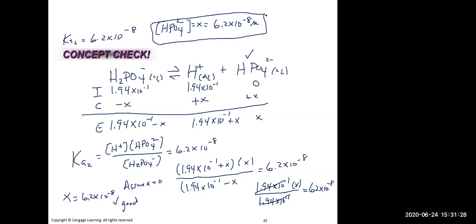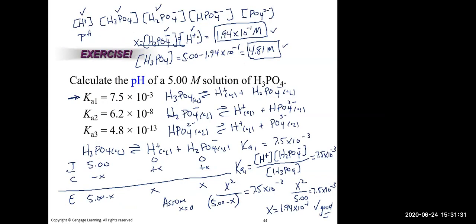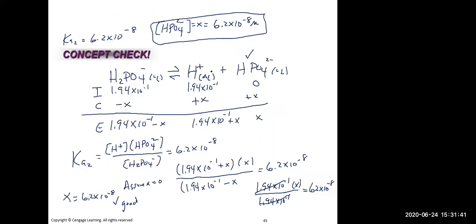And if we look at our little table, that is going to take care of this guy. So what happens to our H plus concentration and our H2PO4 minus concentration? If we put this X value back into here, the number absolutely does not change. It remains the same. So those concentrations are still going to be, even at this point, 1.94 times 10 to the minus 1.